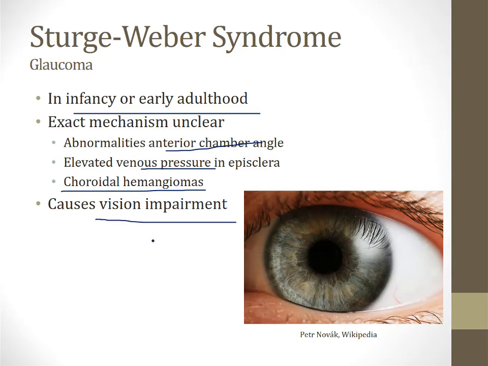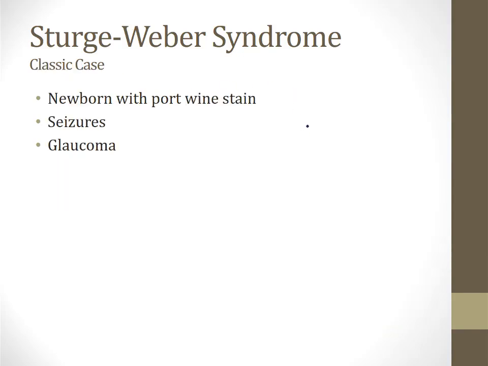So one thing you have to know when you're a pediatrician is if you see a newborn baby who has evidence of Sturge-Weber, one thing you have to do is send them for an eye evaluation. Usually we don't check children for glaucoma. It's mostly a disorder of the elderly, but this is one situation where it can occur in infancy or in young children. So the classic case to know for your boards is a newborn with a port wine stain. That newborn develops seizures. That newborn may have evidence of glaucoma. What they're describing is a case of Sturge-Weber.